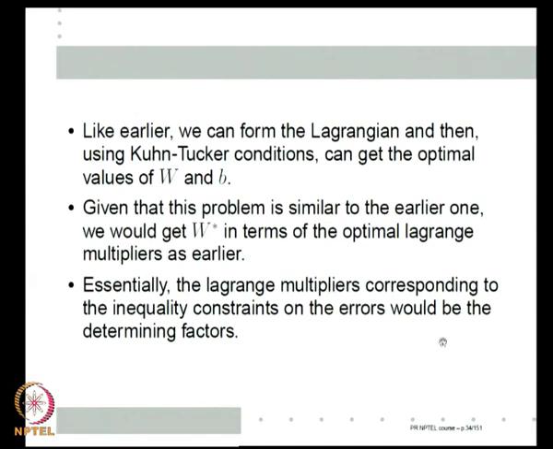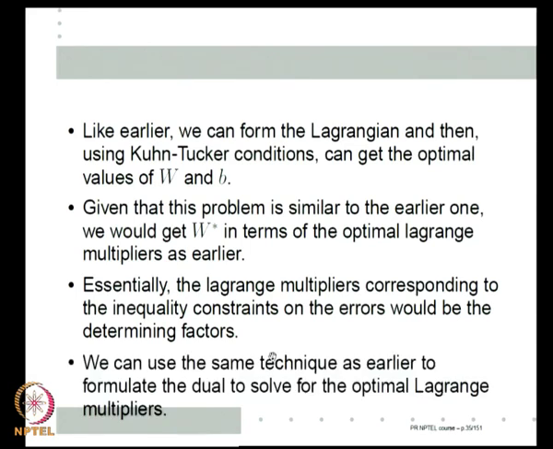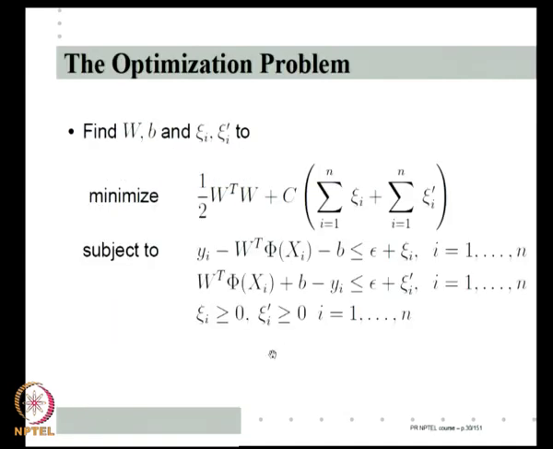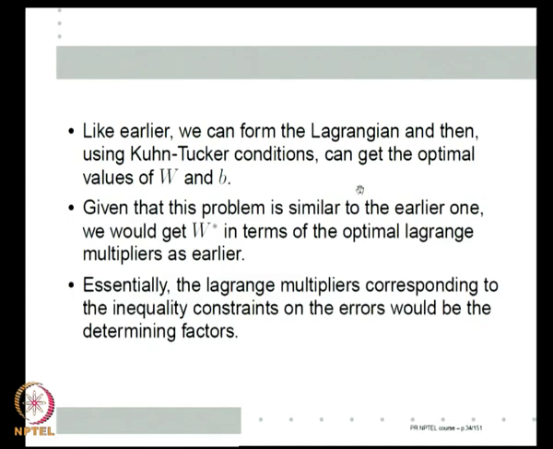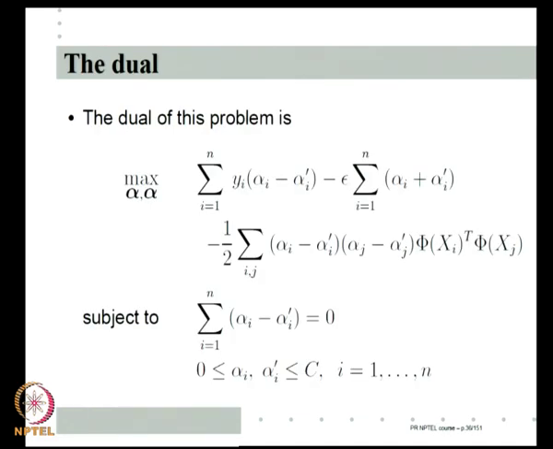Basically, the inequality constraints on the errors in the data are the determining factors, and we can use the same technique as earlier, that is, we formulate the dual to solve this. Once again, as you can see, this is a quadratic, convex cost function with linear constraints. So, you can use the same technique as earlier for deriving the dual using the dual function, and if you do all that, the dual turns out to be this.